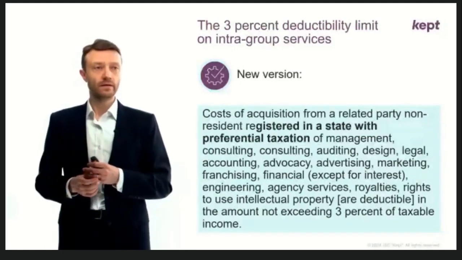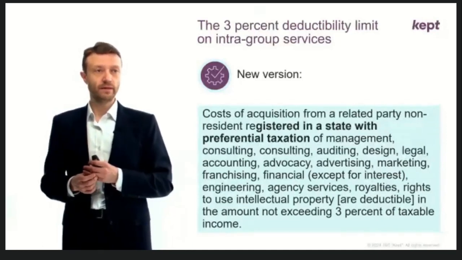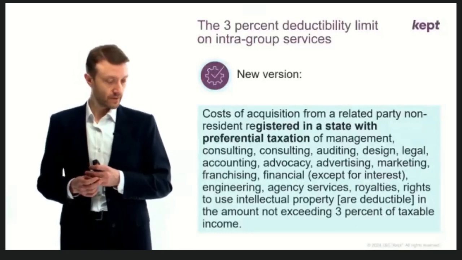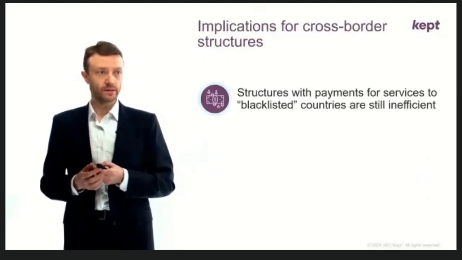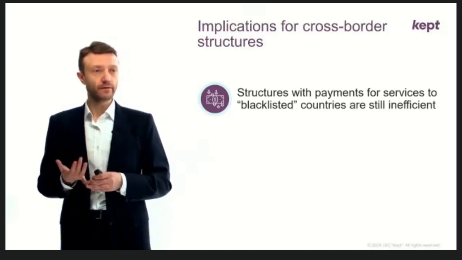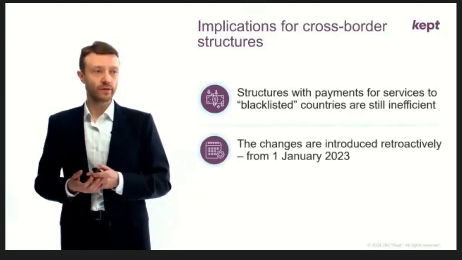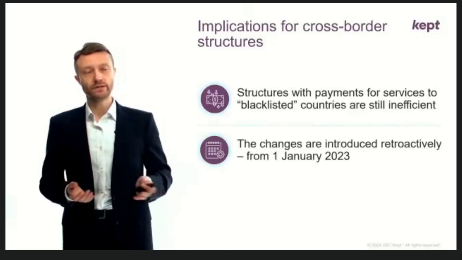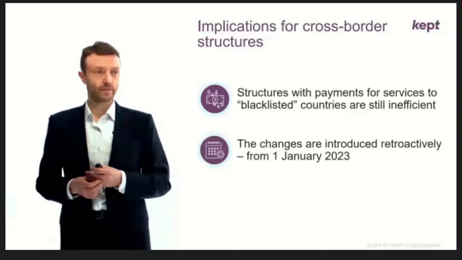And again, the blacklist in Kazakhstan is broad, but it mostly includes offshore countries. One notable exception, maybe, is Hong Kong, which is not necessarily an offshore country, but it is on the list. But for example, European countries are not blacklisted. Okay, what does it mean? If payment for services from Kazakhstan is made to a related party in a blacklisted country, then this structure is still inefficient. Not only because of the 3% limits, but also because of withholding tax on services, and even increased withholding tax on services for income paid to blacklisted countries.